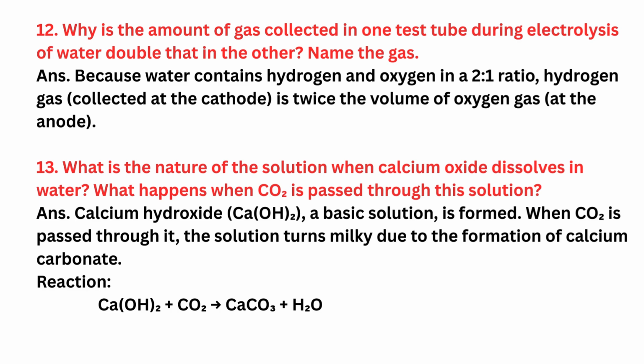Question number 13, what is the nature of the solution when calcium oxide dissolves in water? What happens when CO2 is passed through this solution? Answer, calcium hydroxide, that is Ca(OH)2, a basic solution is formed. When CO2 is passed through it, the solution turns milky due to the formation of calcium carbonate. Reaction: Ca(OH)2, that is calcium hydroxide plus CO2 carbon dioxide gives CaCO3, calcium carbonate plus water.